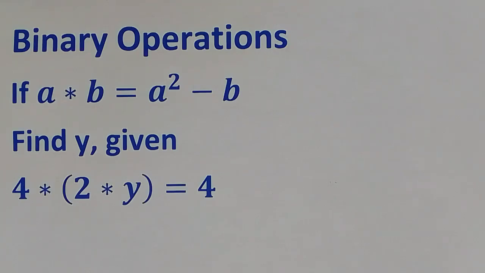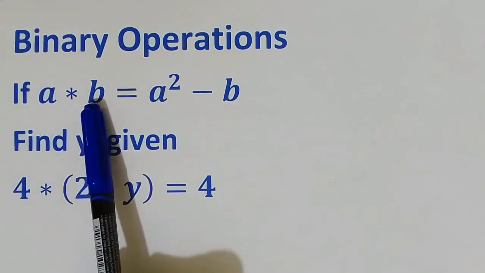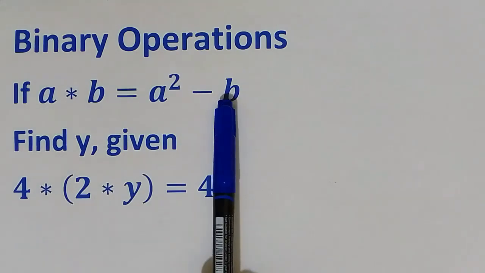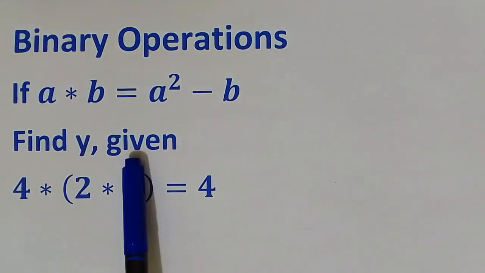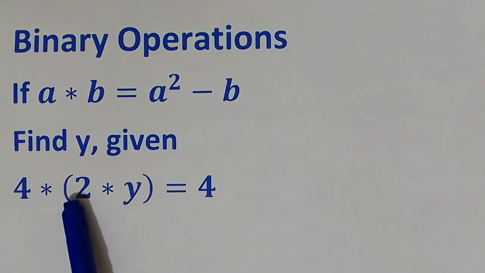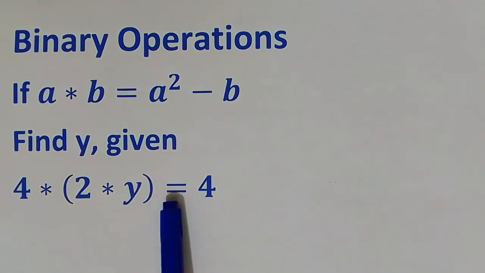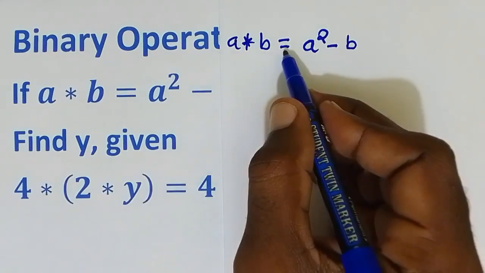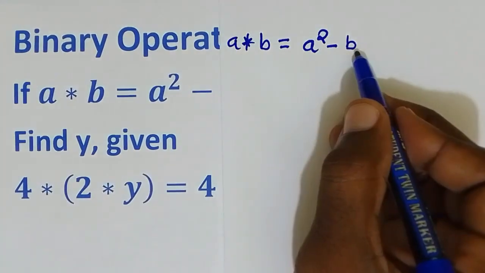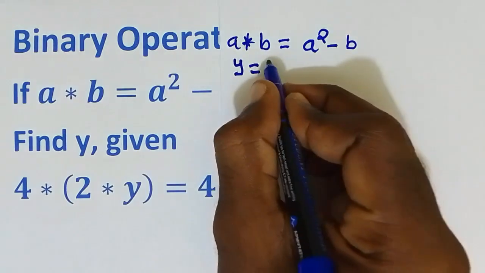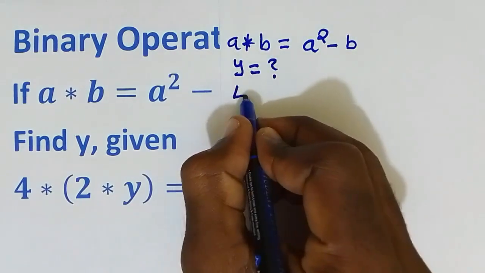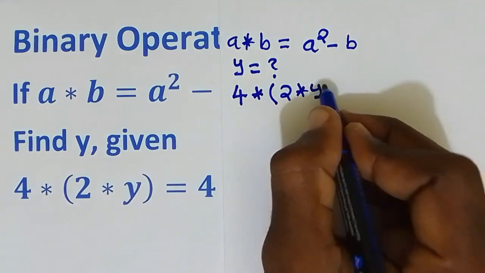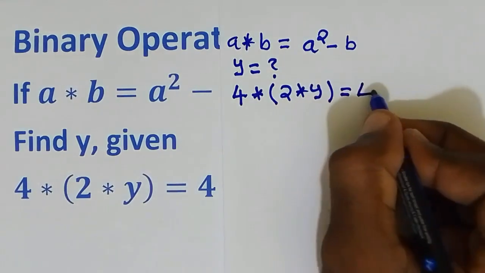In this question, they say if a star b is equal to a square minus b, find y given 4 star 2 star y is equal to 4. They have given to us a star b is equal to a square minus b. We are required to find y is equal to what? Given 4 star in the bracket 2 star y, this is equal to 4.